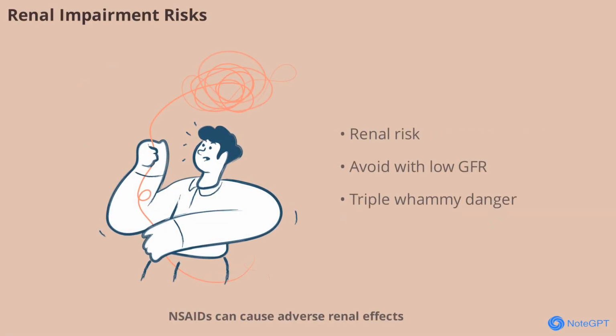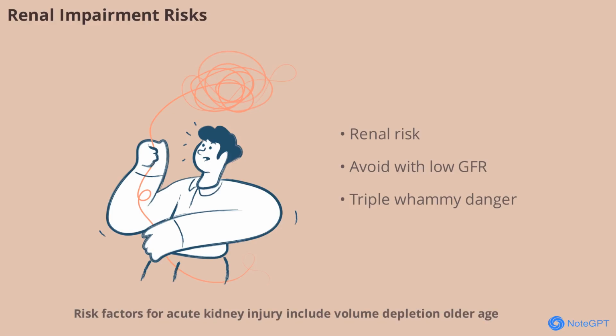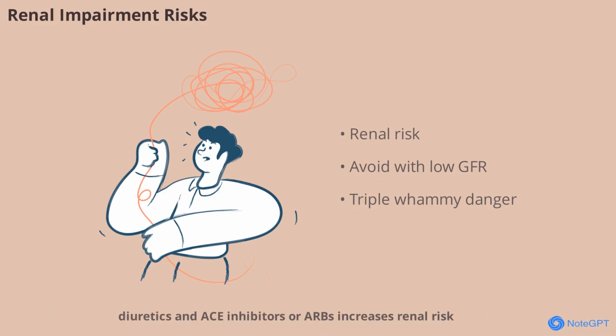NSAIDs can cause adverse renal effects, especially in patients with pre-existing renal impairment. Risk factors for acute kidney injury include volume depletion, older age, and concurrent use of nephrotoxins. NSAIDs should be avoided in patients with a glomerular filtration rate, GFR, less than 30 ml/min. For those with GFR between 30 and 60 ml/min, long-term NSAID use should be considered only if no other risk factors are present. The triple whammy combination of NSAIDs, diuretics, and ACE inhibitors or ARBs increases renal risk.